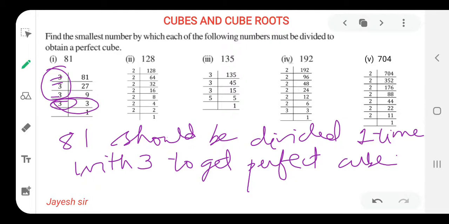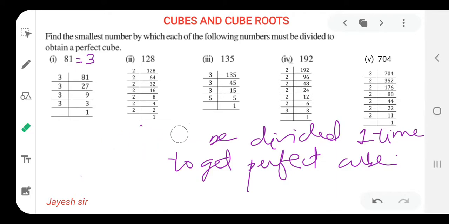In this way, the number left should be divided from the number given. That means 3 should be divided from 81. I hope you all are getting it. So what is the answer? 1 time 3 should be divided. So I am writing here that 3 should be divided. This is the thing you have to keep in mind. It is similar to the previous type of sums only.